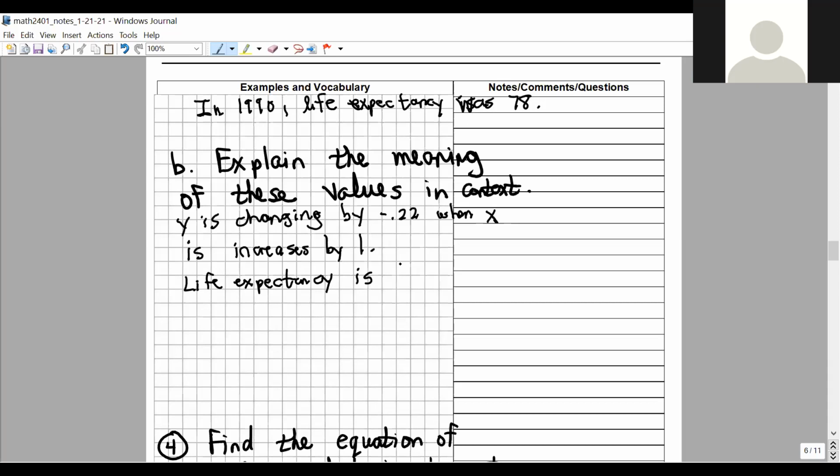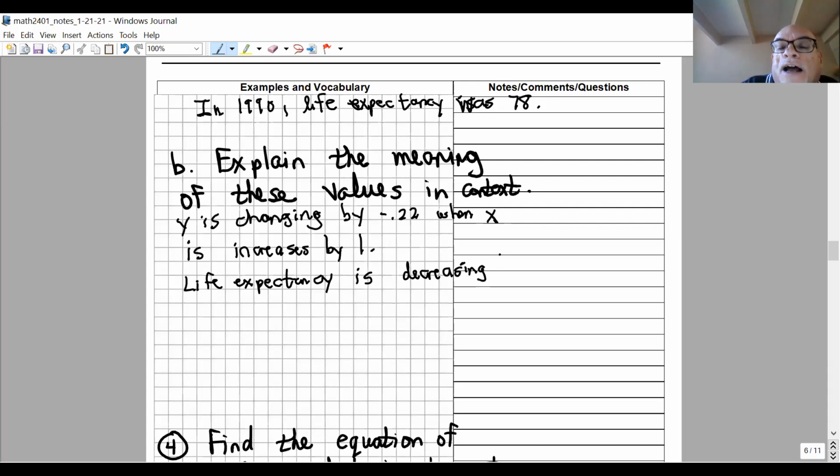Decreasing. Yeah, you don't say change by a negative amount, right? You would say decreasing. So life expectancy is decreasing by 0.22. 0.22 what? Is that feet or hours? How do we measure life expectancy? Years. Yeah, by 0.22 years, right?